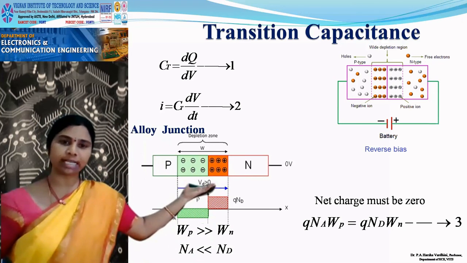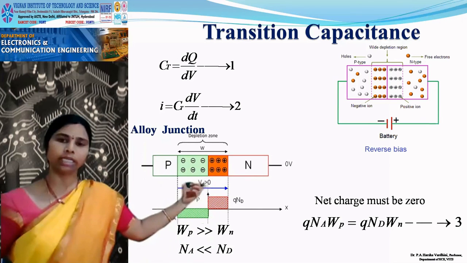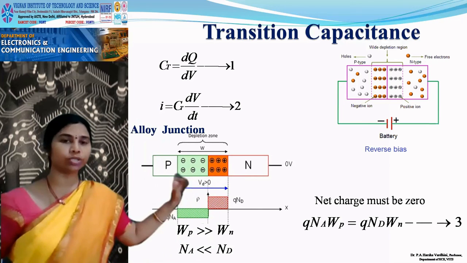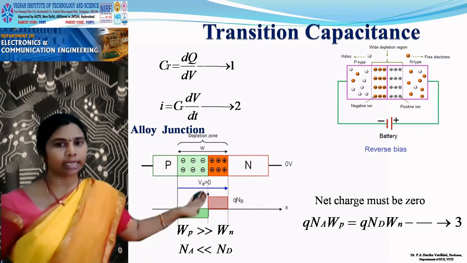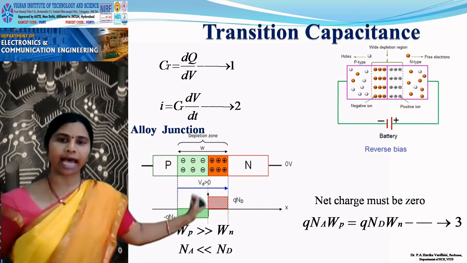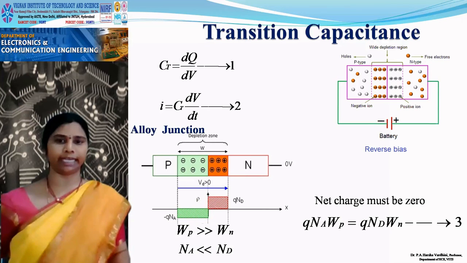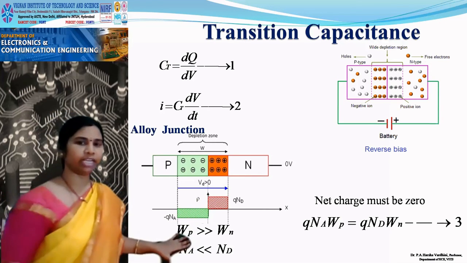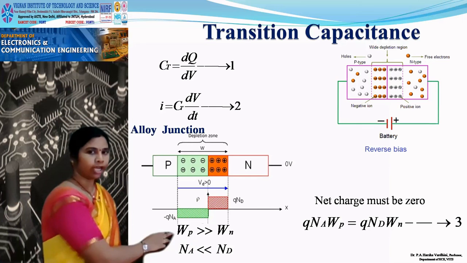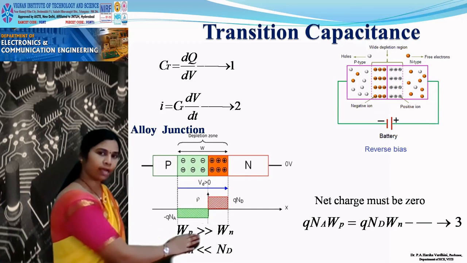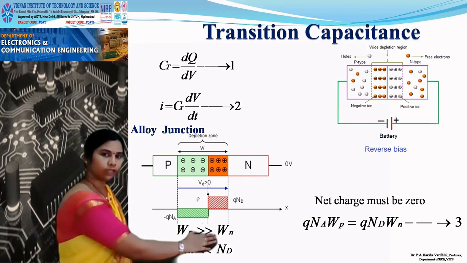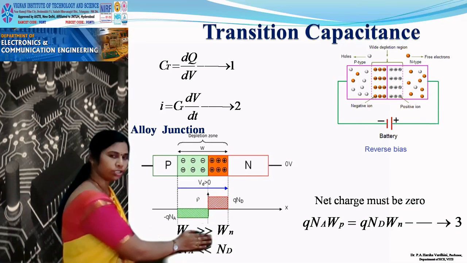Now when you see the physical structure of this PN junction, the depletion layer which is formed is not equally distributed on both sides of the junction. So the depletion layer width has a difference in the P and N-type layers. That is what I have indicated in this equation, where WP, the width of the depletion layer in the P-type region, is much higher than the width of the depletion layer in the N-type region. So this is about the alloy junction.